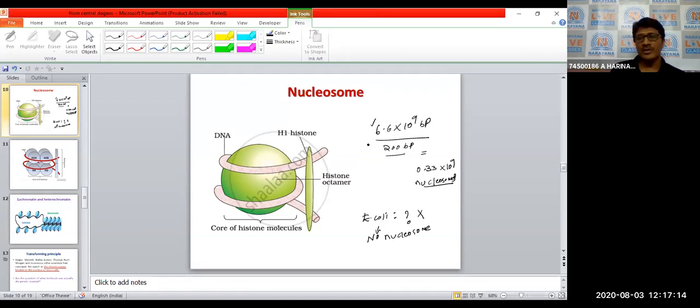And how do you get the number of nucleosomes per cell? For example, in an examination it will be like this: if the length of the DNA is 3.6 into 10 to the power of 9 base pairs, how many nucleosomes are present? This is the length of DNA of any given organism. Just divide this number of base pairs by 200 base pairs and you will get some value. So our cells consist of 0.33 into 10 to the power of 9 nucleosomes.